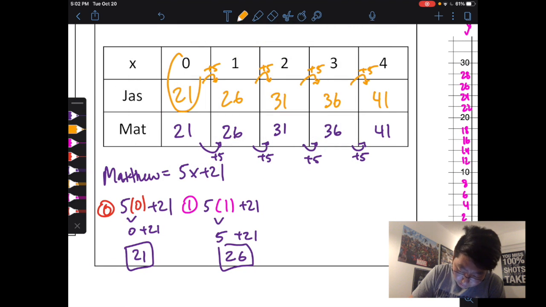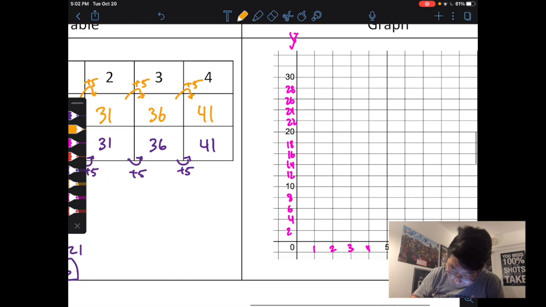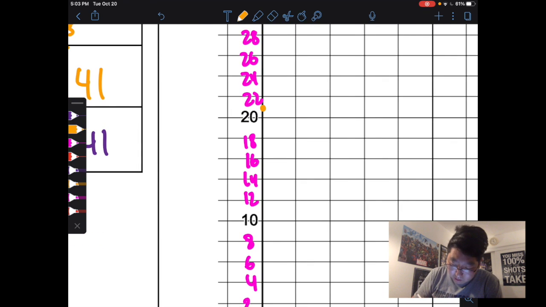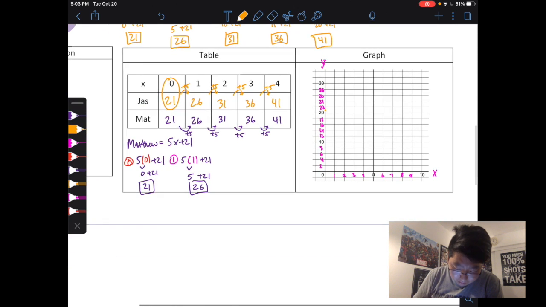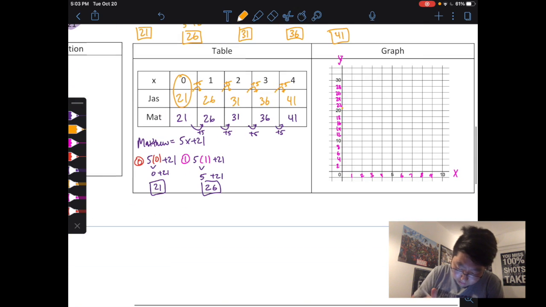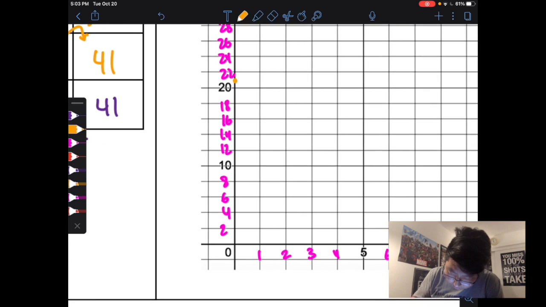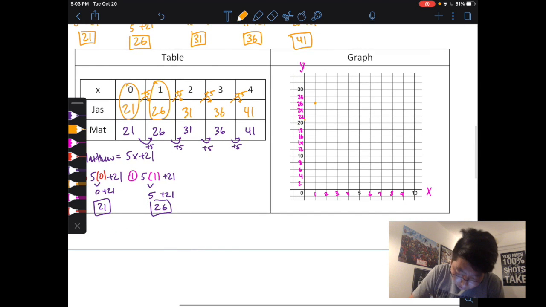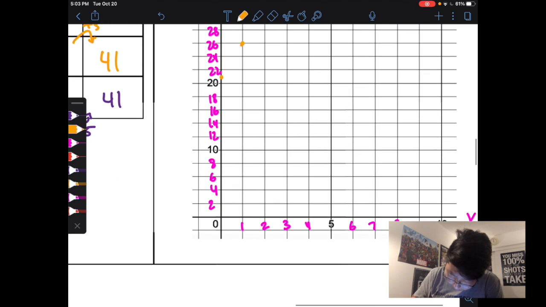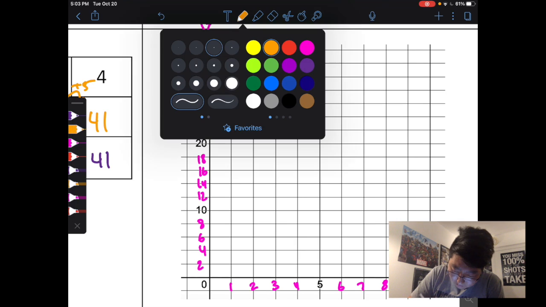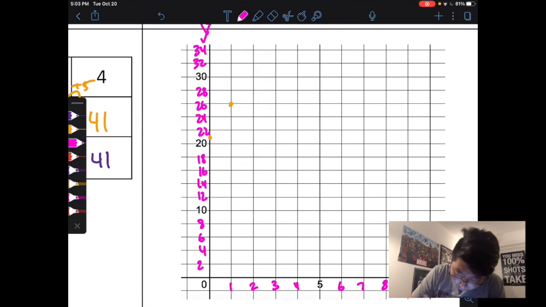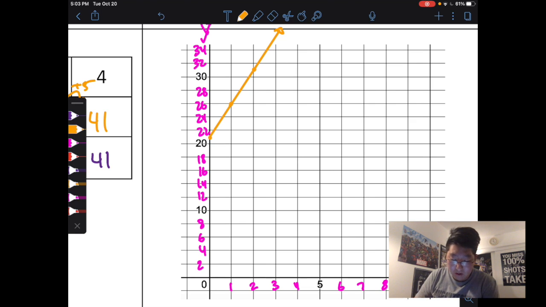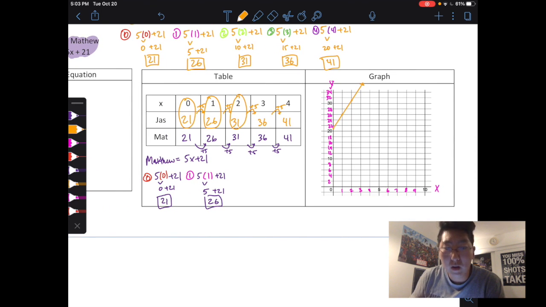Let's take Jasmine's first point, 0, 21. 0, 21 is in between 22 and 20. And then plus 5, so 1, 26. It's going to be 1, 26. 2, 31. 31 is right here. And the line keeps going. I don't even have the space for it. All right. So there's Jasmine.